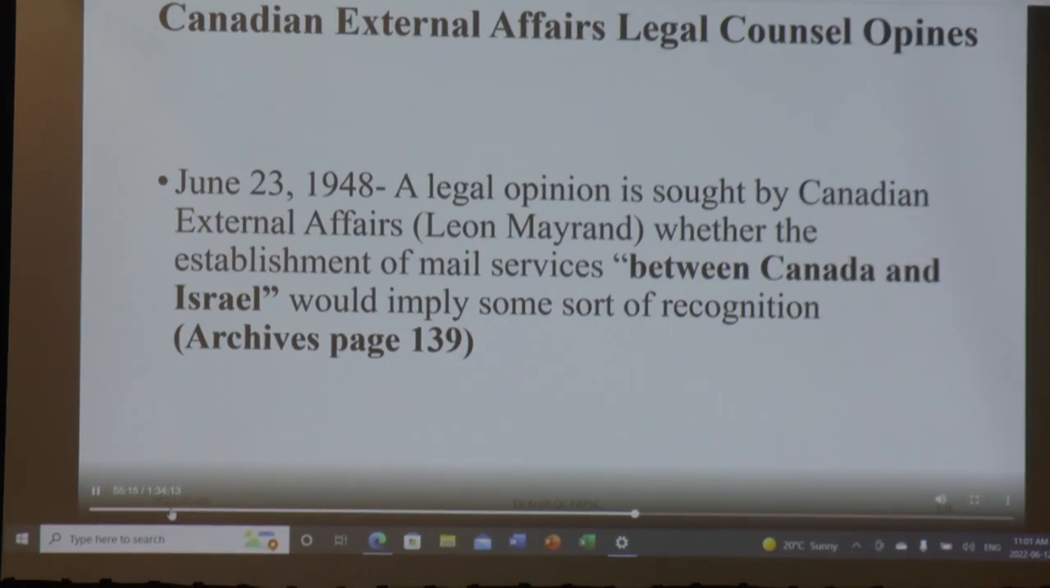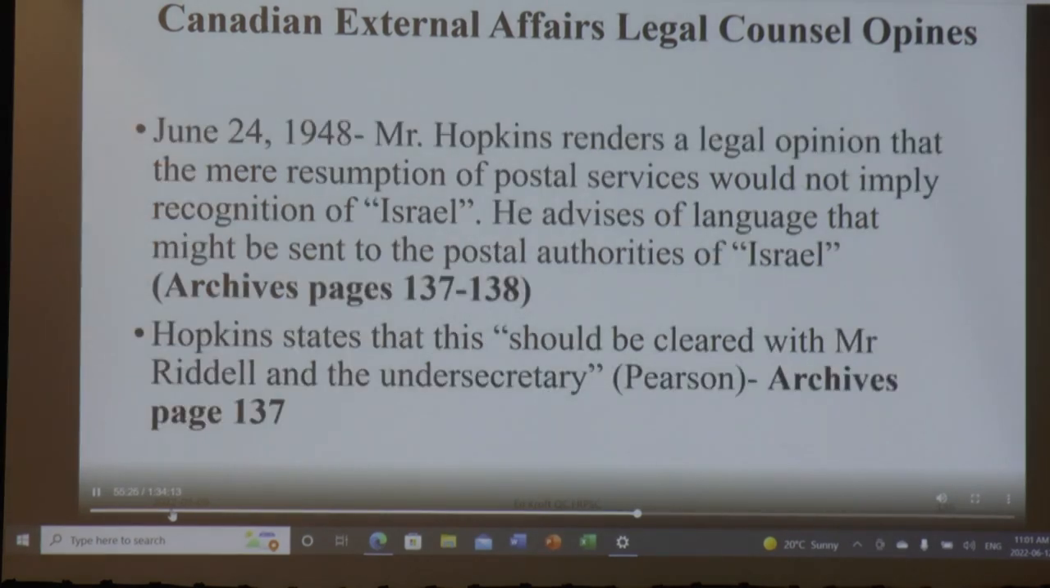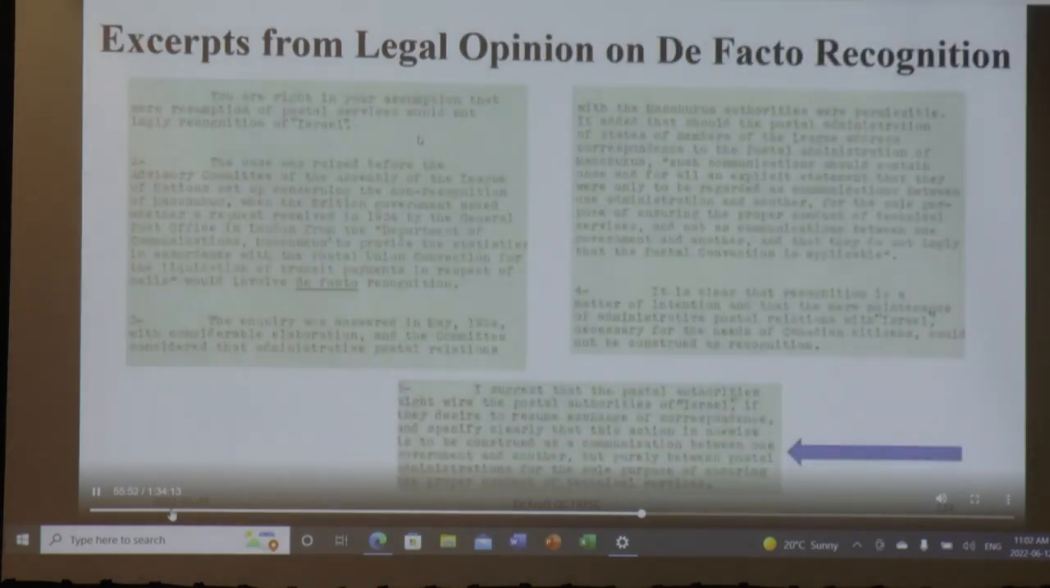So Leon Mayrand, who I mentioned earlier in the presentation, asked for a legal opinion from External Affairs whether or not the establishment of services between Canada and Israel would imply recognition. And Mr. Hopkins, who's legal counsel, says the mere recognition of postal services would not imply recognition of Israel. And he says you might even send language to the postal authorities of, quotes, Israel, whatever that was. Hopkins says, but you better go check with Mr. Pearson and Mr. Riddell in External Affairs before you do anything.